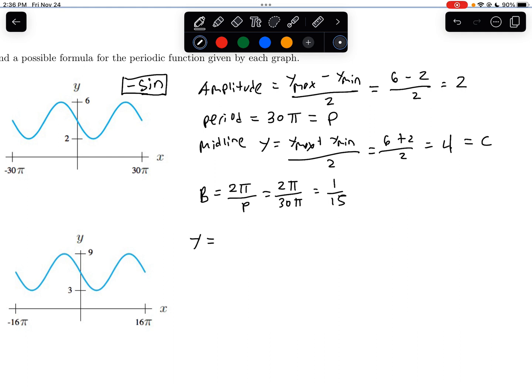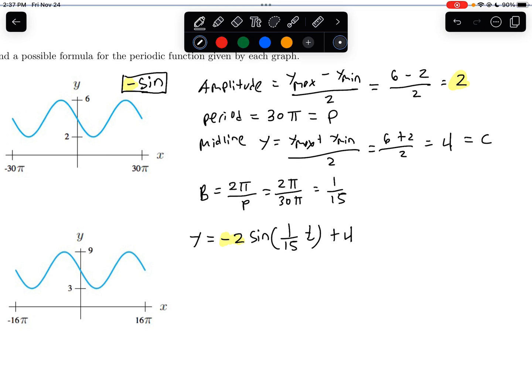So this means that y is negative sine, and the amplitude is 2, so we have negative 2 times sine. B is 1 over 15 times t, plus c, so plus 4. I'm not saying that the amplitude is negative here. I'm saying it's positive because the amplitude is always a positive number, but it's a negative here because we said that it's a negative sine. So make sure that when you write your formula, first of all, you don't say that the amplitude is negative because that's wrong, but second, that you include the negative because it has to be there. Otherwise, the graph is reflected.